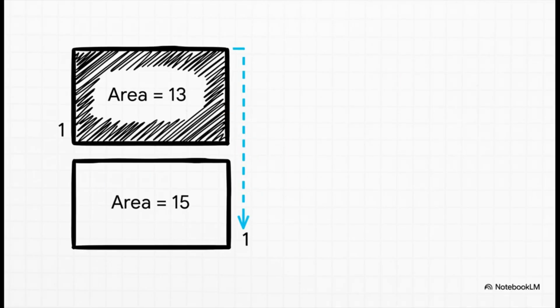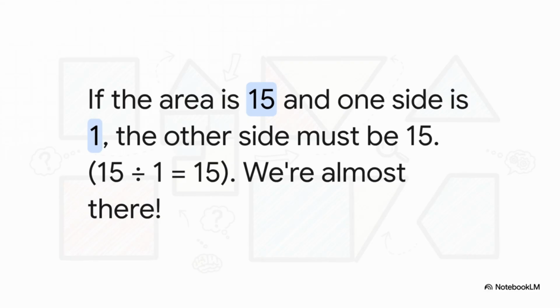Let's keep this momentum going. We're going to use that shared boundary rule again. Look at the box with area 15. It shares a vertical side with our starting box, the one with a height of 1. So boom, that 1 just drops right down. The logic is exactly the same. If the area is 15 and one side is 1, the other side has to be 15 divided by 1, which is, of course, 15. We are on a roll.